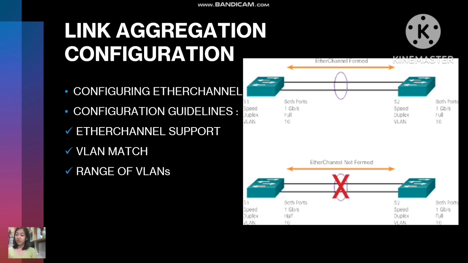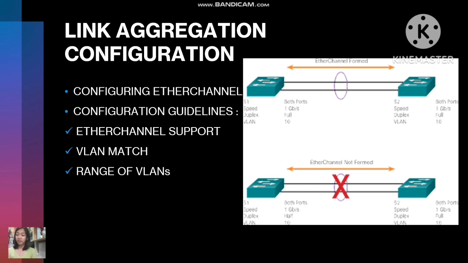When we say the Ether channel support, all Ethernet interfaces on all modules must support Ether channel, with no requirement that interfaces be physically contiguous or on the same module. Next is the VLAN match. All interfaces in the Ether channel bundle must be assigned to the same VLAN or be configured as a trunk. Then next we have the range of VLANs.